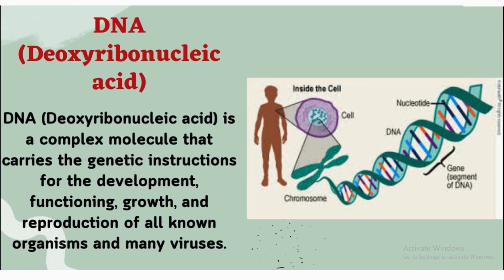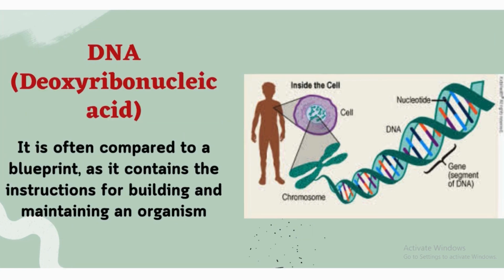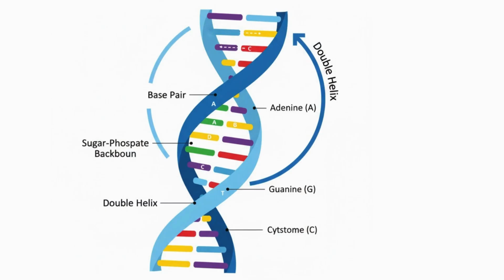Next we have DNA, which is deoxyribonucleic acid. DNA is a complex molecule that carries the genetic instructions for the development, functioning, growth, and reproduction of all known organisms and many viruses. So DNA is often compared to a blueprint, as it contains the instructions for building and maintaining an organism. We explain this with an example of DNA.